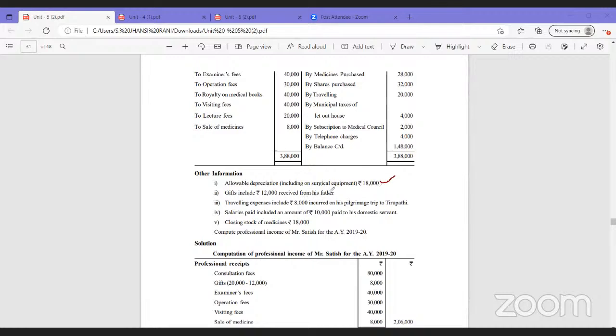Next, gifts include 12,000 received from his father. Normally we thought gifts from patients. Gift from patients is a professional thing. From his father is what? It is personal, not professional. So only 8,000.